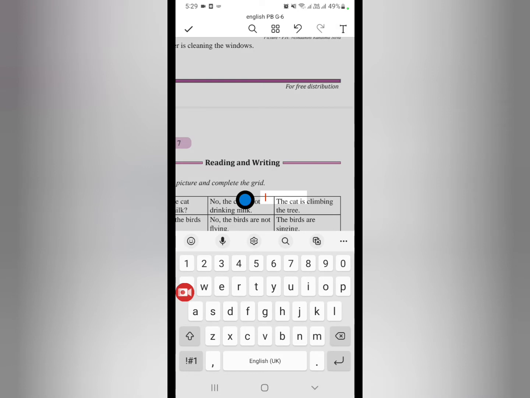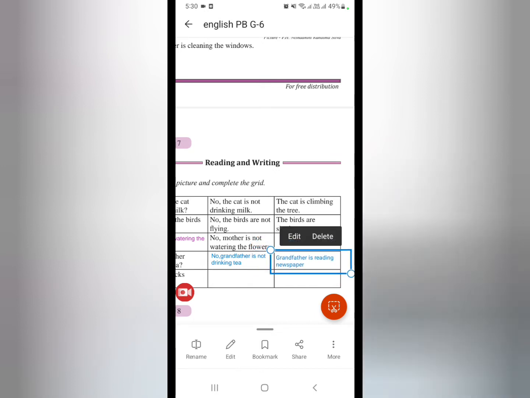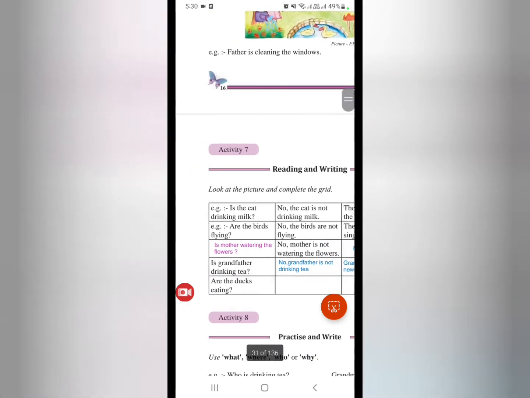We should write, grandfather is reading newspaper. Right? Grandfather is reading newspaper. Now we'll go to the next grid.